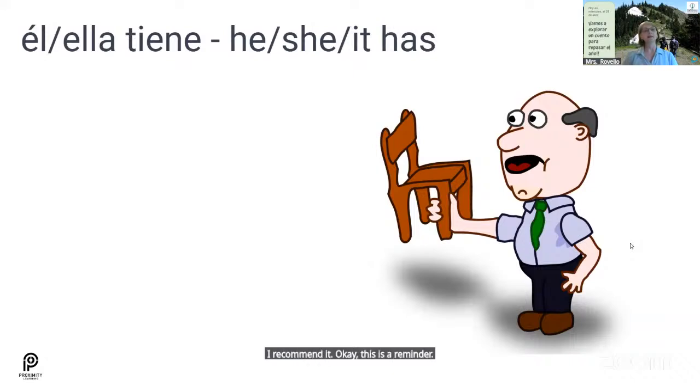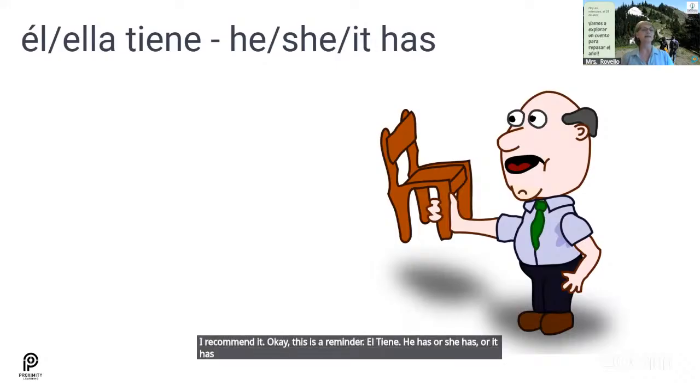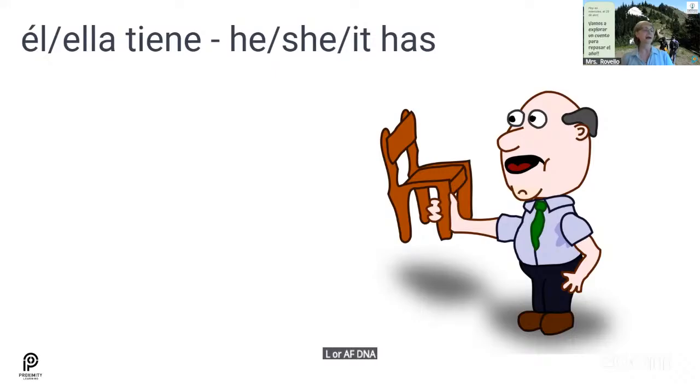Okay, this is a reminder. Él tiene, he has, or she has, or it has, right? Tiene. Él or ella tiene, he or she or it has. So again, you're typing in English, right? Él tiene una silla, right? He's got a chair.